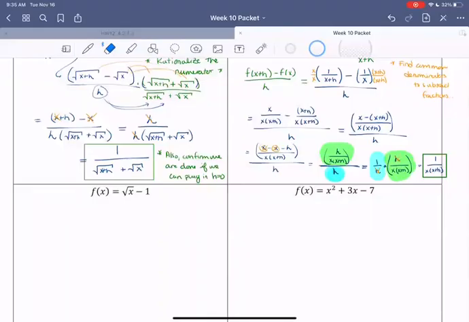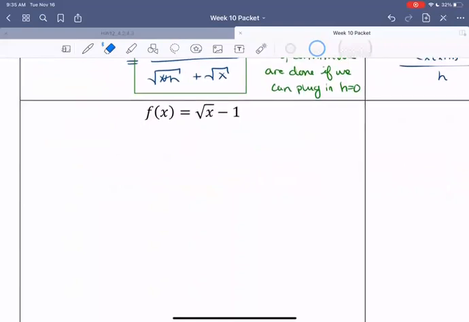Hello, everyone. In this video, we are going to look at setting up and simplifying the difference quotient with the function f of x equals square root of x minus 1. So first thing we want to do is compute f of x plus h so that we have the general form of the terms that we need for the difference quotient.